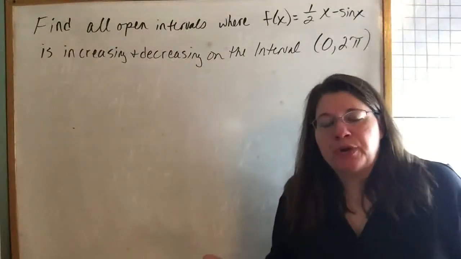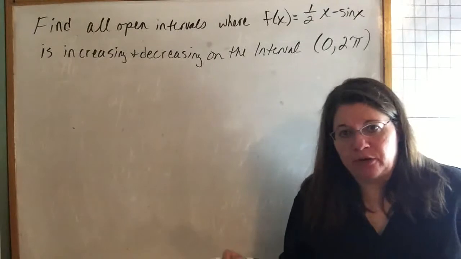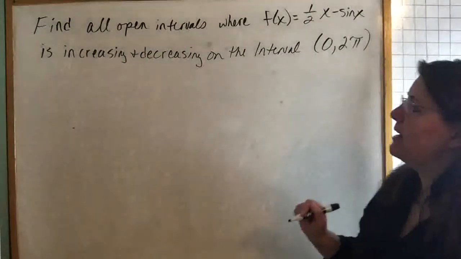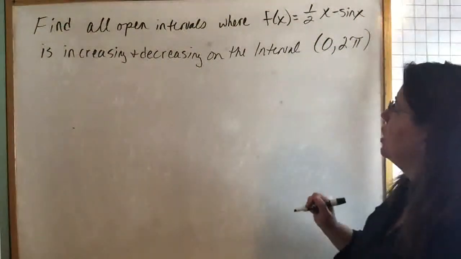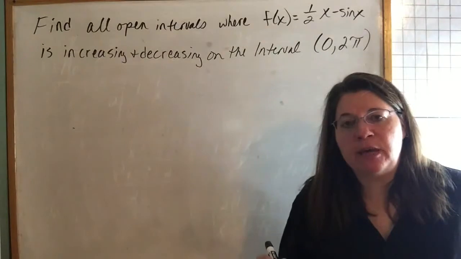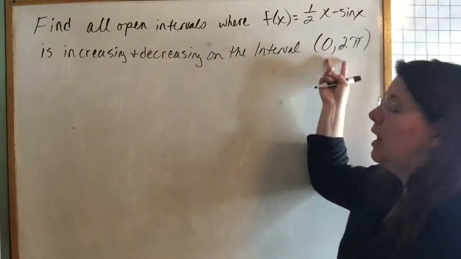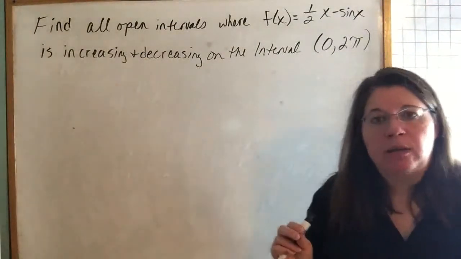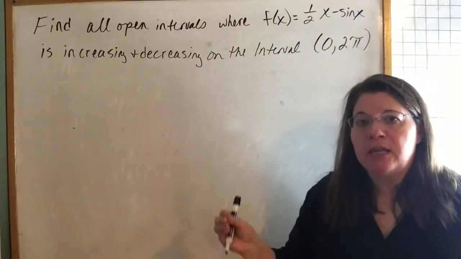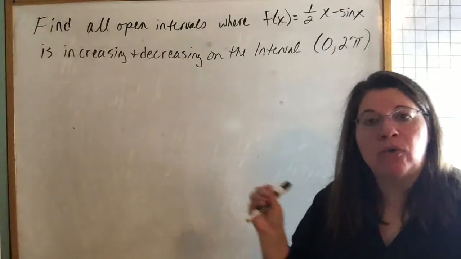I also want to make sure I do at least one example with a trig function. This one says find all open intervals where f of x equals 1/2 x minus sine x is increasing and decreasing on the interval 0 to 2 pi. When you're dealing with trig functions, they will have to give you an interval to consider, because as you know, trig functions run as a cycle.